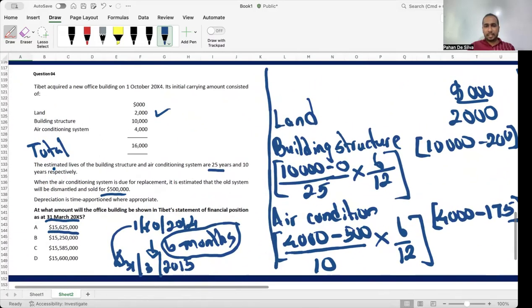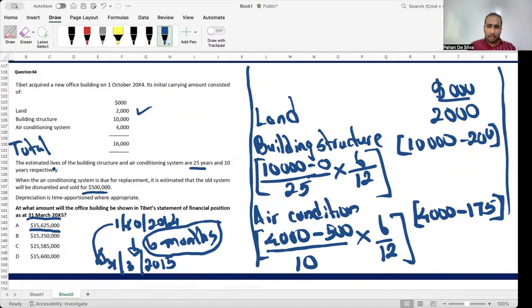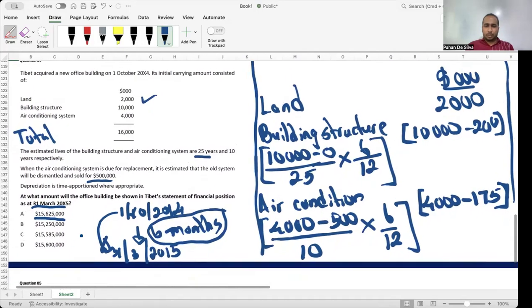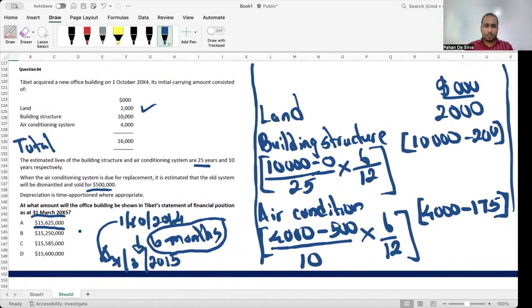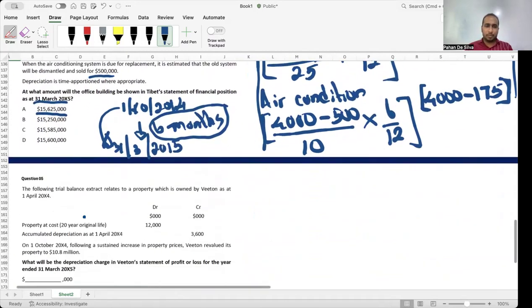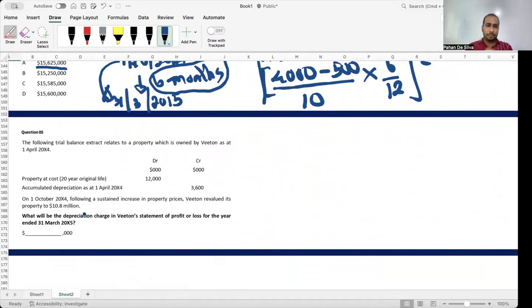So the learning point here you have to grab is always: when there is an asset with different components with different useful lives, you have to depreciate them separately. Then only you can get the final carrying amount. So the answer should be A, which is 15,625,000. So we are good to move to the next part, the final question in our today's discussion.